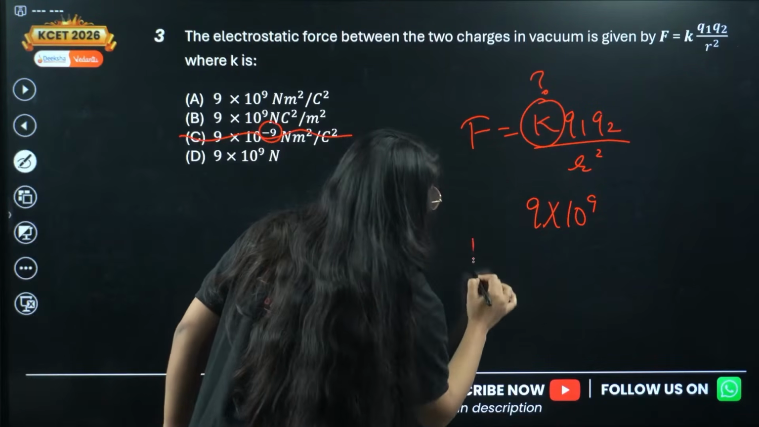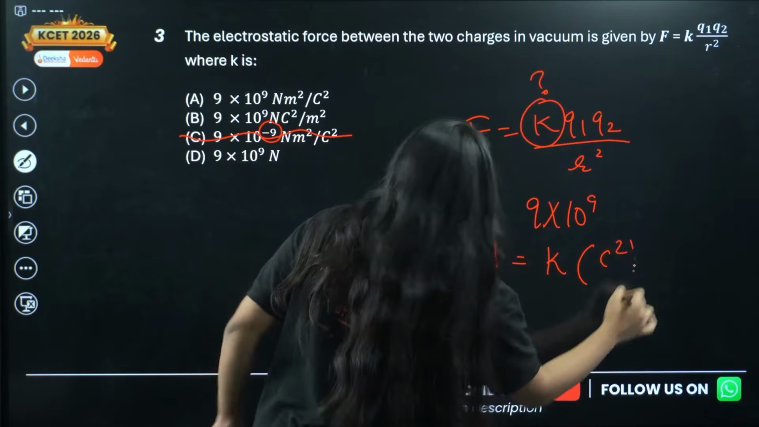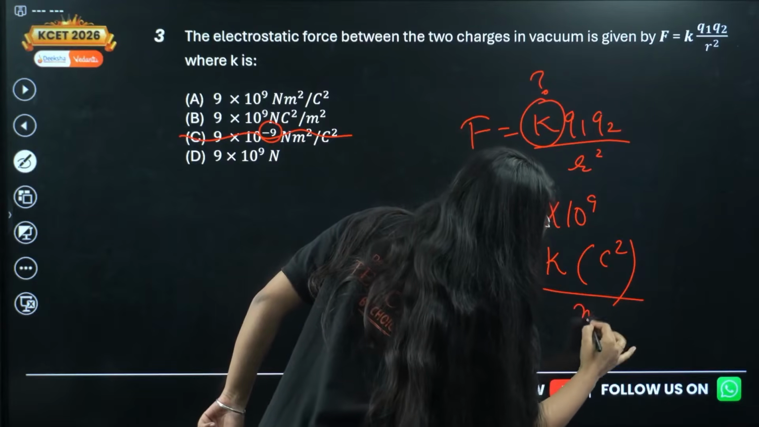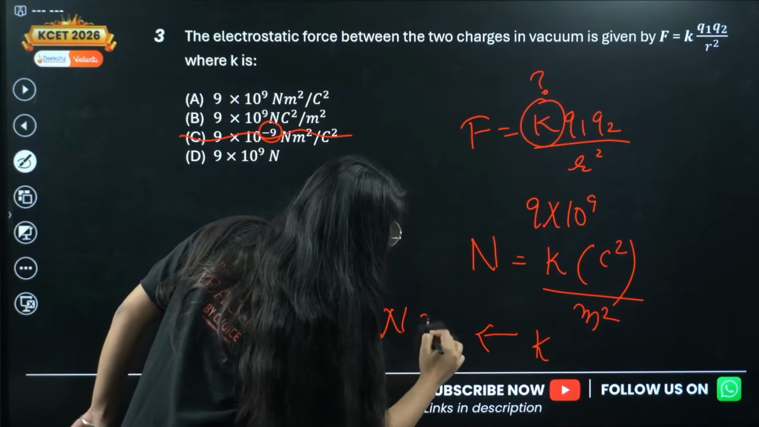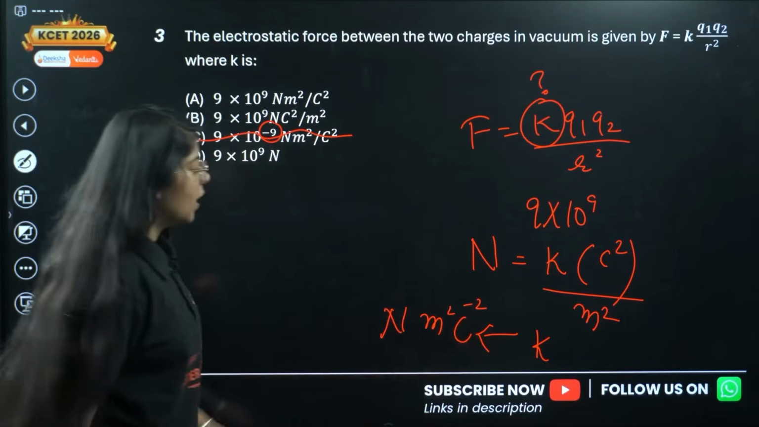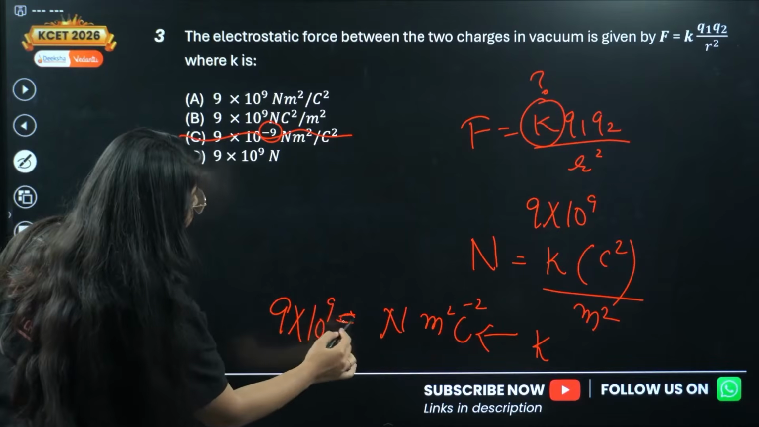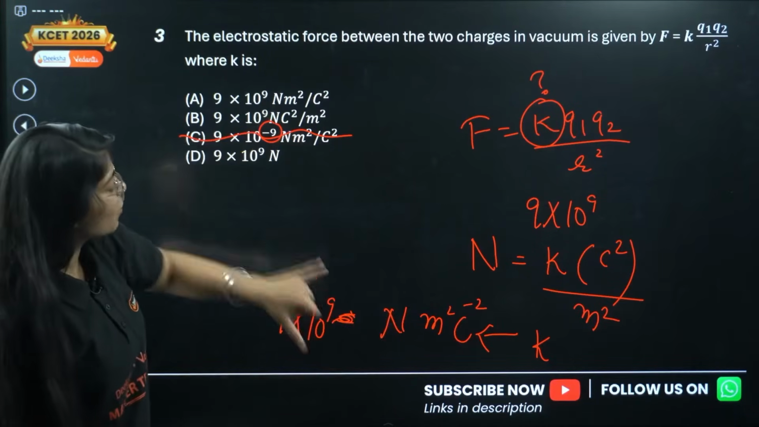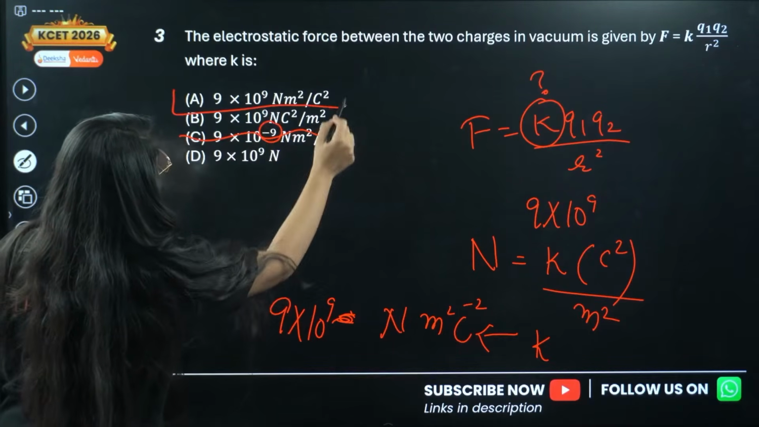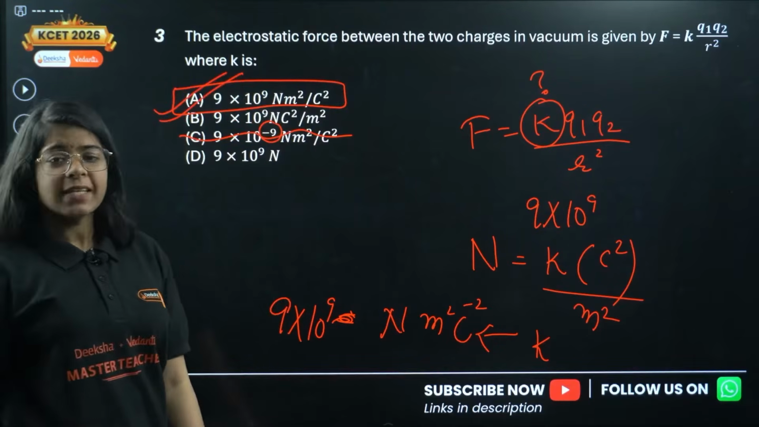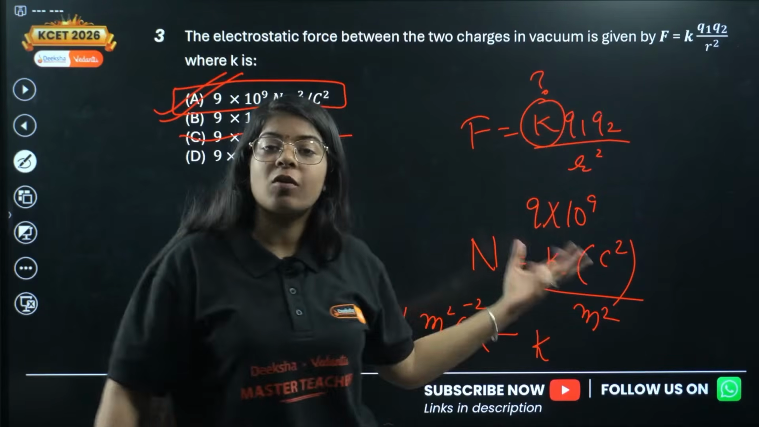If we want to calculate, for force it's Newton, this is K. For Q1, Q2 it will be Coulomb square, correct? And for R square it will be meter square, correct? So if we find out, the dimensions will be Newton, meter square, Coulomb minus 2. And obviously we know it is 9 into 10 raised to power 9, correct? So here the option which matches our value is what? Newton, meter square, Coulomb minus 2. This one, correct? So the correct option is A. Very simple. You got it how to do it. We just figured it out from the formula that was already given.